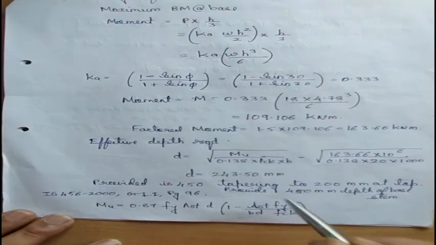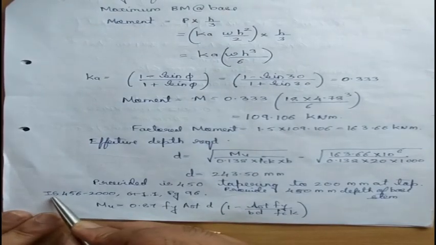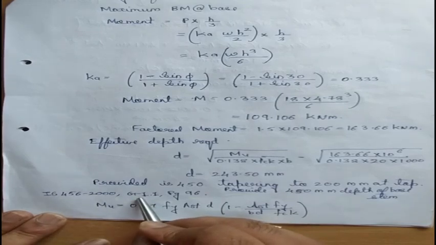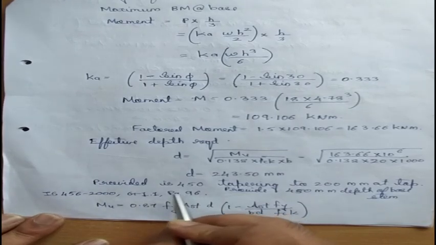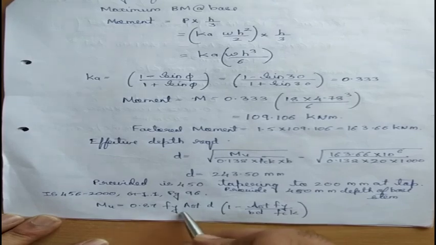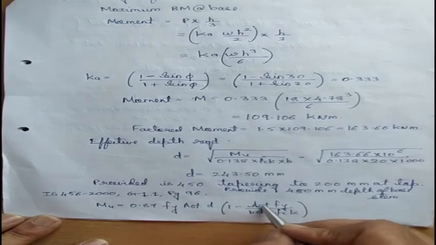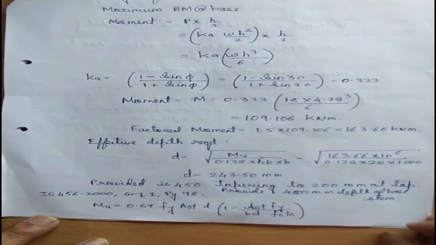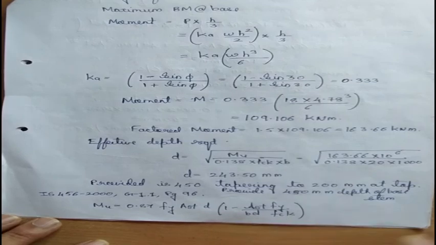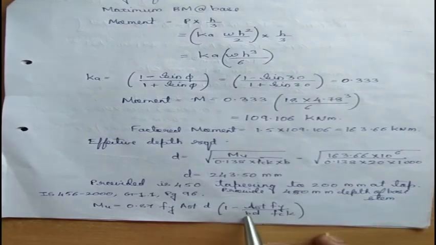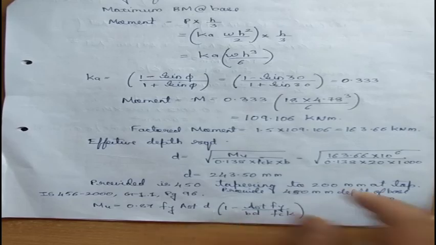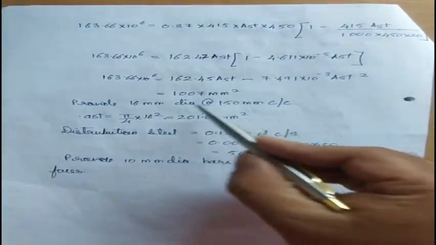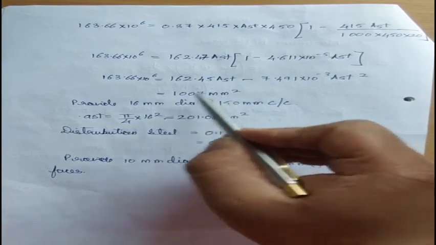For the reinforcement calculation, this is the formula used, which is there in IS 456:2000, clause number G-1.1, page number 96. Mu = 0.87 fy Ast d (1 - Ast fy / (b d fck)), where fy is the grade of steel, fck is the grade of concrete, b is the width and d is the depth. So Ast has to be computed. After substituting in the formula we arrive at 1007 mm square.